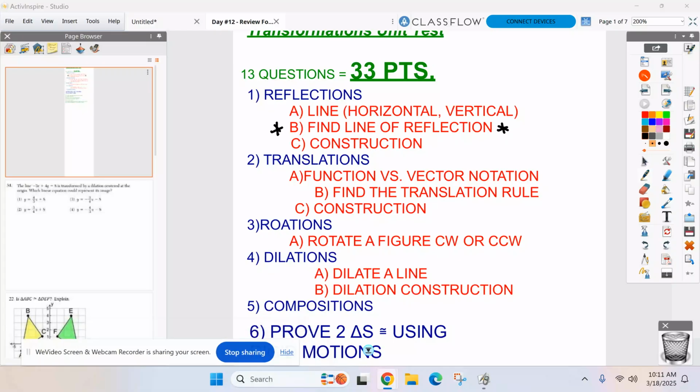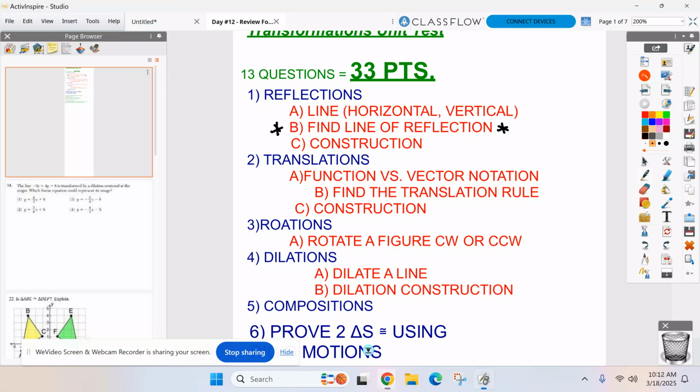With dilations, dilate a line. That was last night's assignment. Dilate a line. If the center's on the line, where's it go? It stays right where it is, right? And if the center's not on the line, it remains parallel with the new y-intercept.